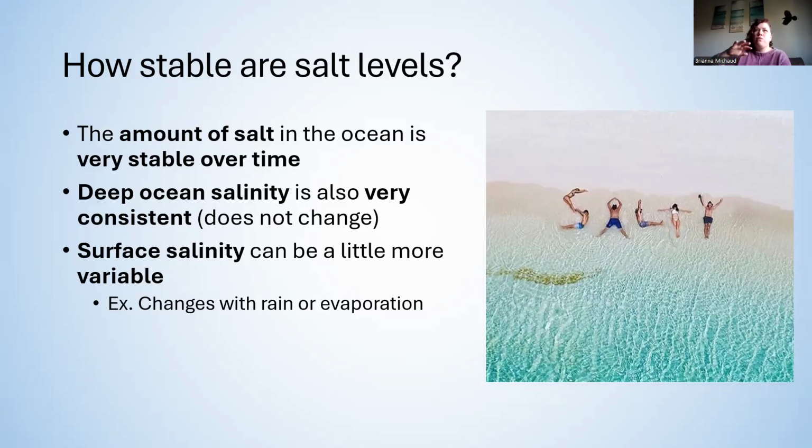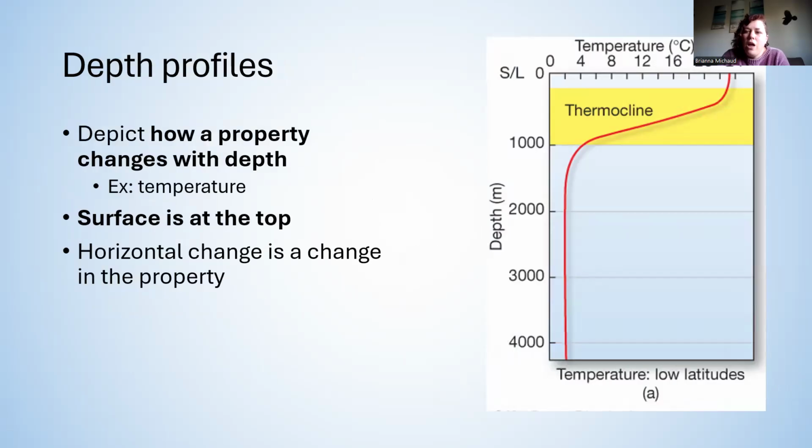So even though most of the ocean has very, very consistent, like 35 parts per thousand salinity, the surface, and especially the surface near land, can be a little bit more variable. One of the ways we can look at properties in the ocean is what are called depth profiles. A depth profile shows how something changes with depth.